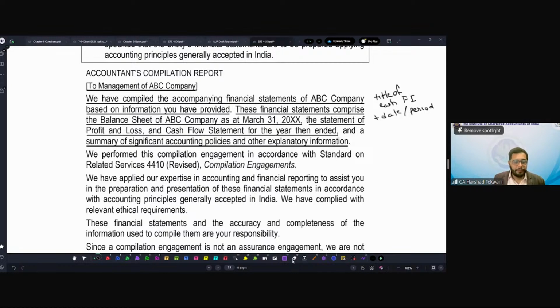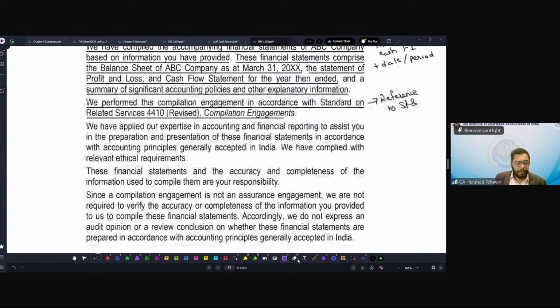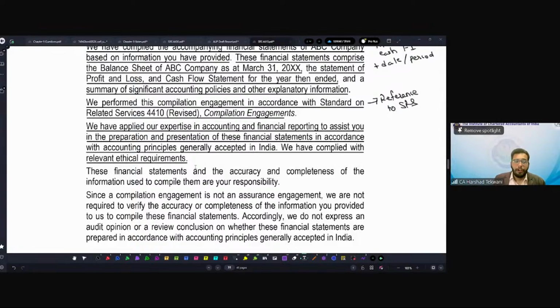We have performed this compilation engagement in accordance with the standards on SRS. So reference to the SRS standard is also there. Then we have applied our expertise in accounting and financial reporting to assist you in the preparation and presentation of these financial statements in accordance with the accounting principles generally accepted in India. We have complied with the ethical requirements. So this is the practitioner's responsibility.